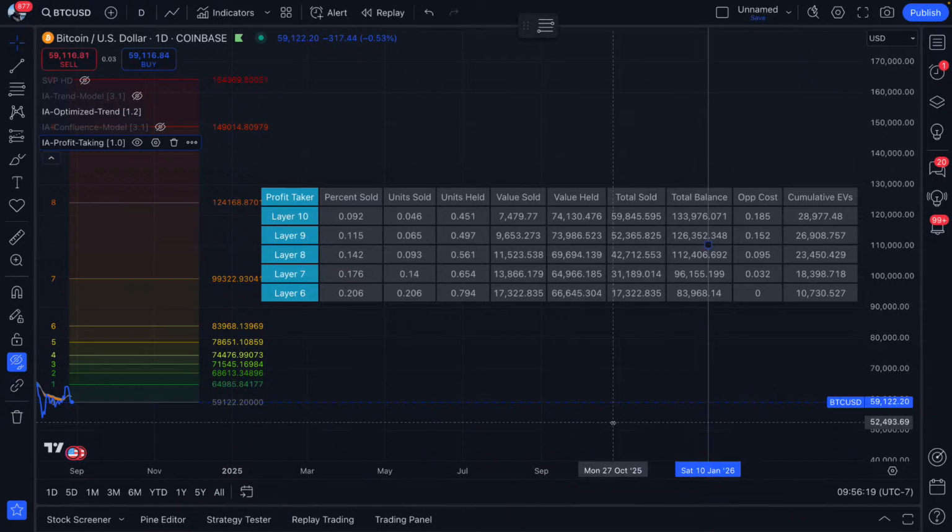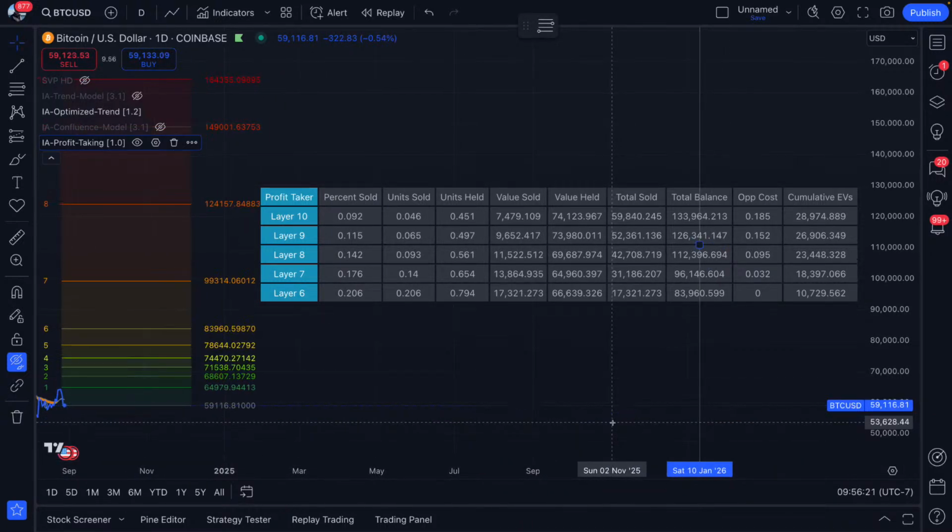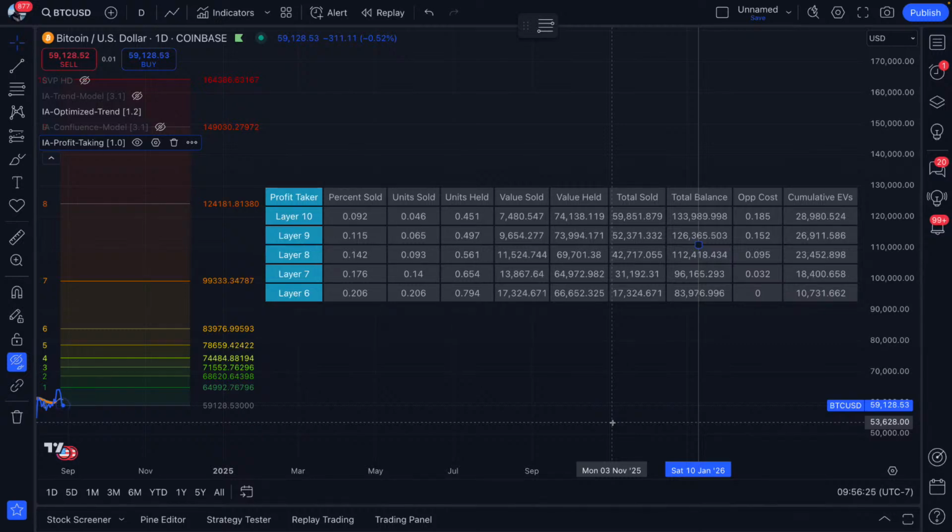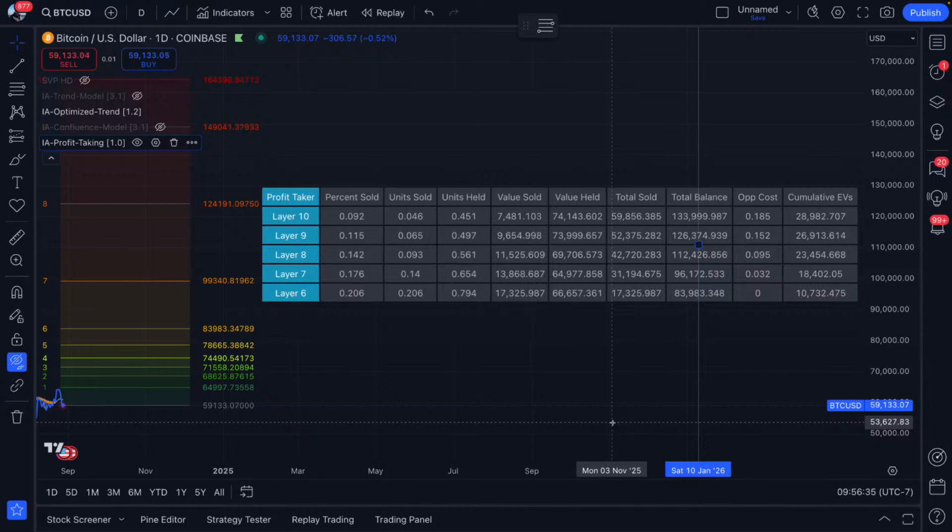Remember as well, when you do this, take a screenshot of this point in time. This will be your playbook, right? We may not hit 164. We may not hit 149. We may not hit 124. We may just get to 100,000. If that's the case, at least you've taken some profit along the way. And these are your levels. And this is what you need to screenshot.